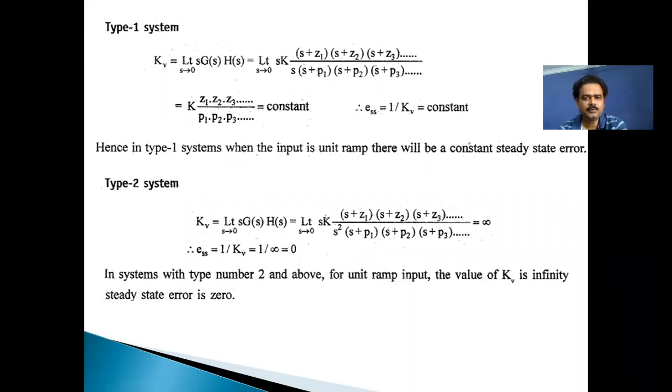So type 1 and type 2. For a type 1 system, when the input is a unit ramp, there will be a constant steady state error. For a type 2 system and above, when the input is a unit ramp, the value of Kv, the velocity error constant, is infinity, whereas the steady state error becomes 0.